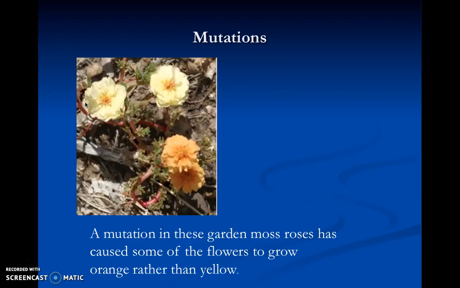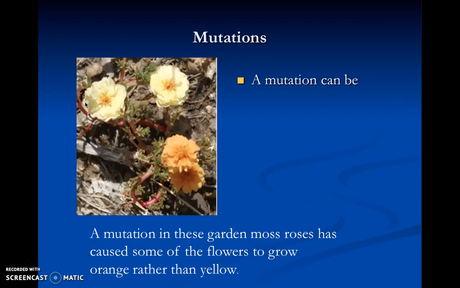So we see here in this picture, we have some flowers. A mutation in these garden moss roses has caused some of the flowers to grow orange rather than yellow. So a change in the DNA caused different proteins to be made, and therefore different pigment is being produced.